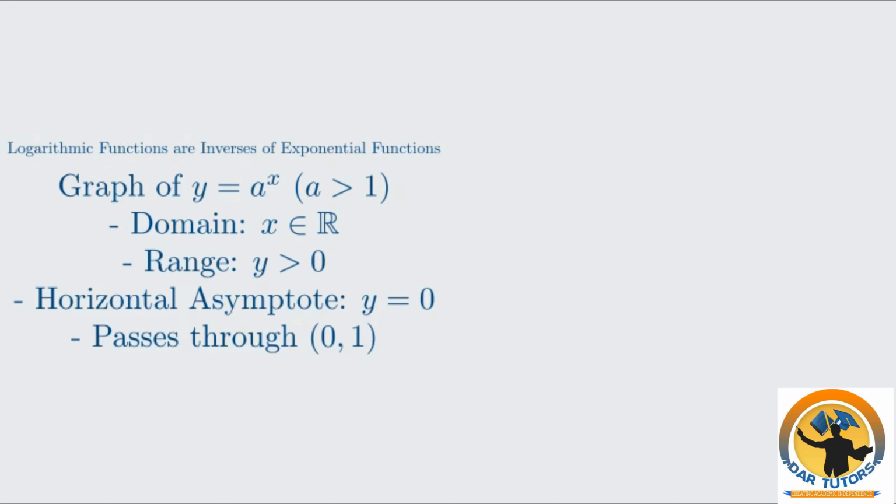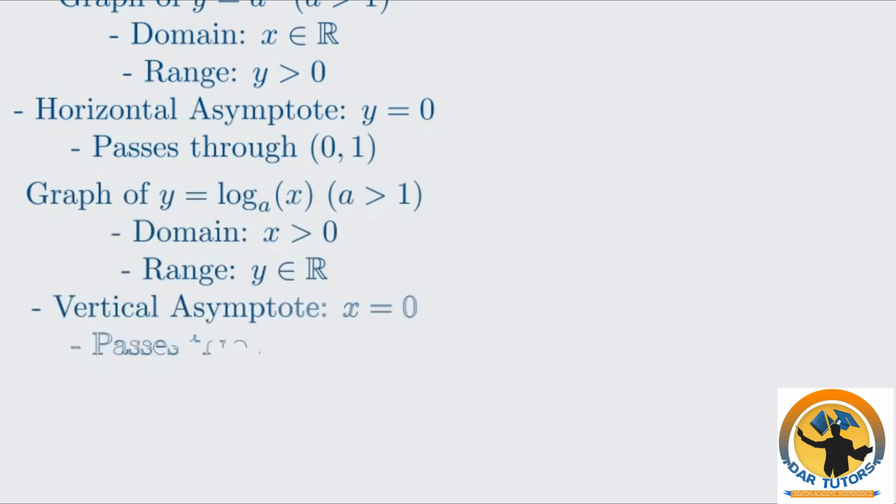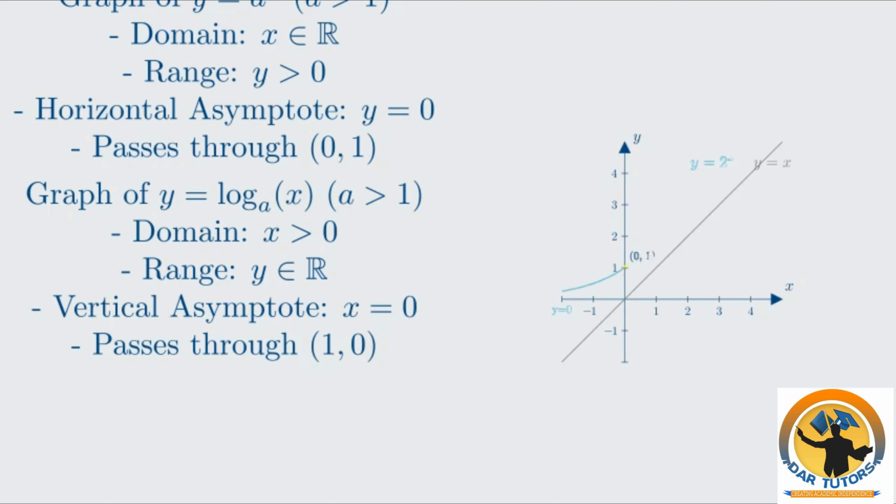Now let's find its inverse, which is the logarithmic function. The inverse function, f inverse of x, is log base a of x. Because it's an inverse, its properties are swapped. The domain is now x greater than 0. The range is all real numbers, and the asymptote is now vertical at x equals 0. It passes through the point (1, 0). Here you can see the graphs of y equals 2 to the x and y equals log base 2 of x. Notice how they are perfect reflections across the line y equals x. The horizontal asymptote of the exponential function becomes the vertical asymptote of the logarithmic function.